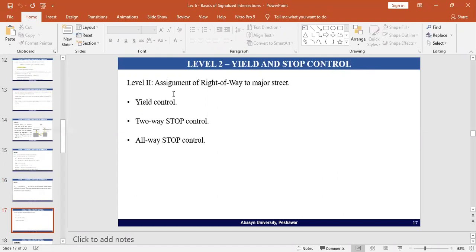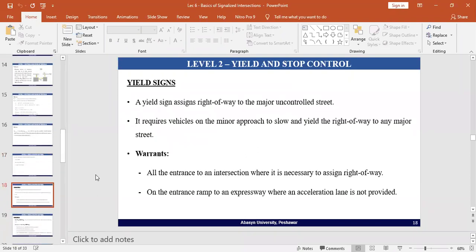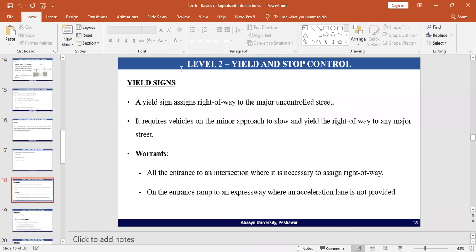Level 2, assignment of right of way to major street. You have yield control, two-way stop control, all-way stop control. Now we'll discuss what we mean by these three terms. The first one is the yield sign. A yield sign assigns right of way to the major uncontrolled street. It requires vehicles on the minor approach to slow and yield the right of way to any major street traffic.